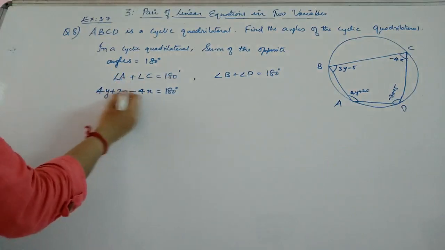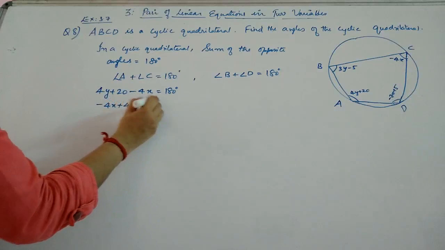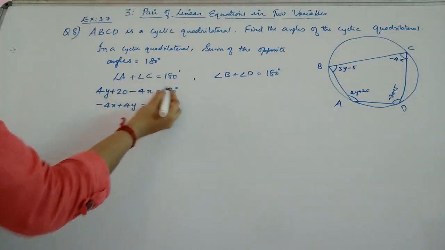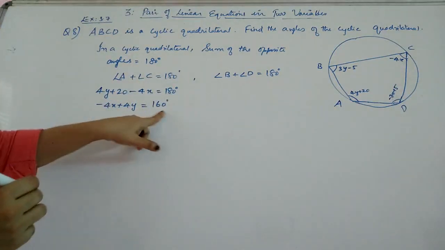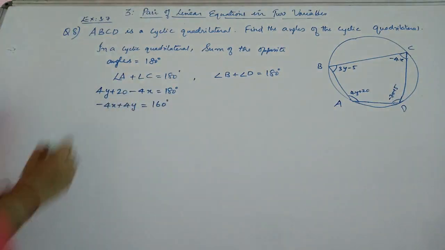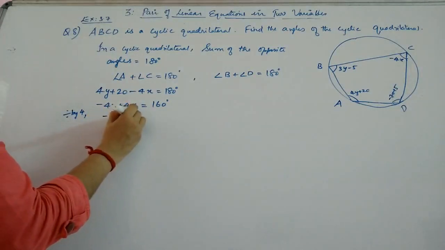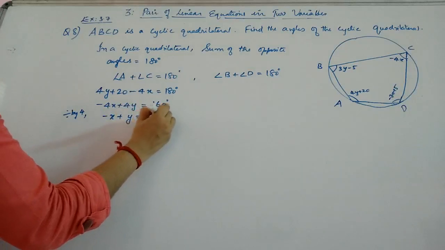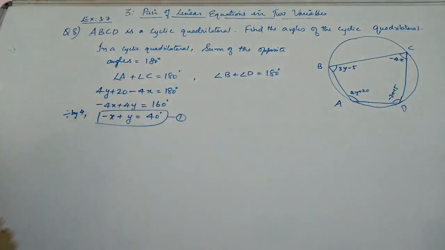Okay. Here solving, what you will get, minus 4x plus 4y is equal to, this will go there and 180 minus 20 will give you 160. Again, if this is 160, you have something in common which is 4. So dividing throughout by 4, what you will get, minus x plus y is equal to 40. So this is one equation. Let it be your equation number 1.